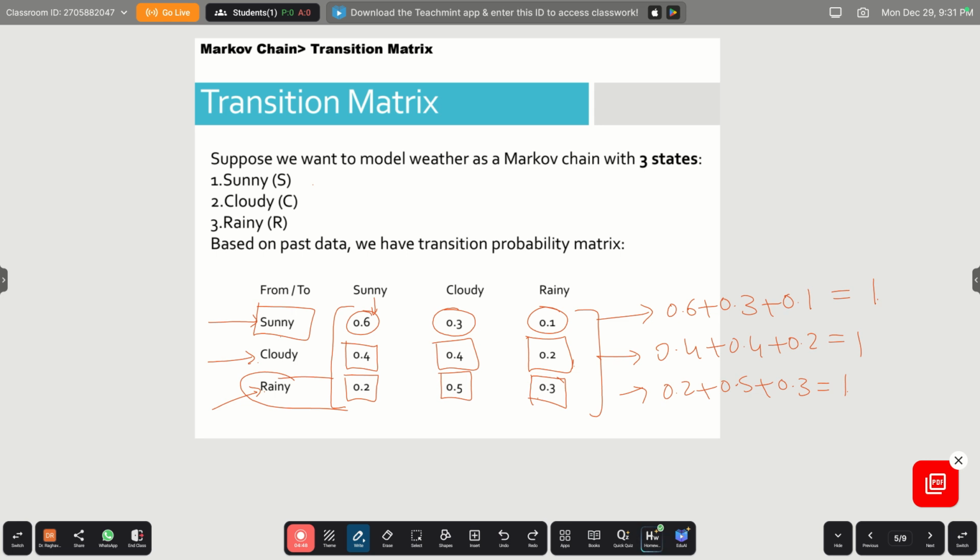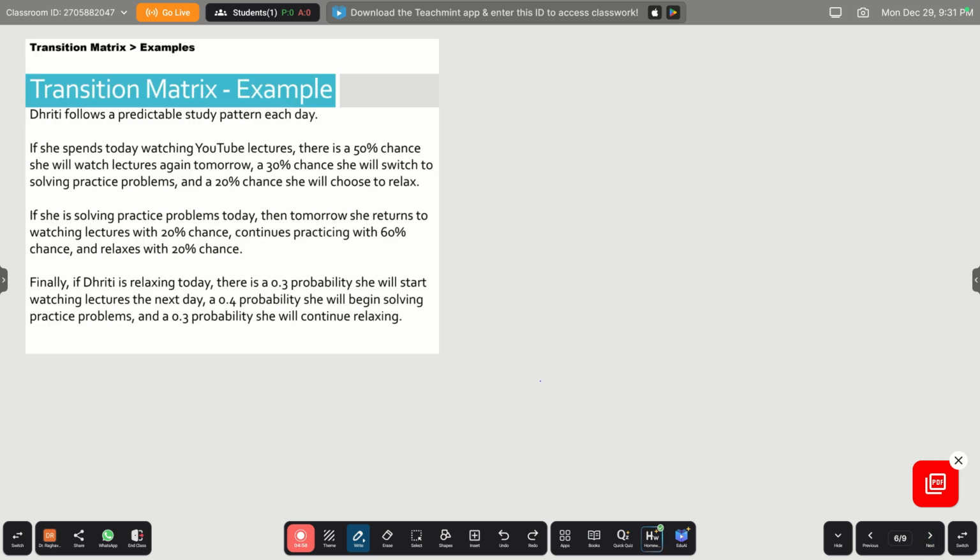All right, I'll give a couple of examples to understand how to write a transition matrix for a given situation. Let's take this first example. Dhriti follows a predictable study pattern. She watches YouTube lectures on some days, she solves practice problems on some days, and she relaxes for some days. So three states are there.